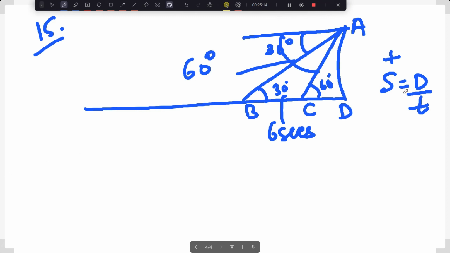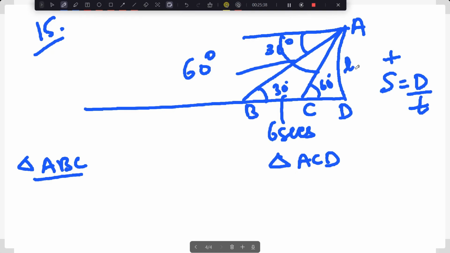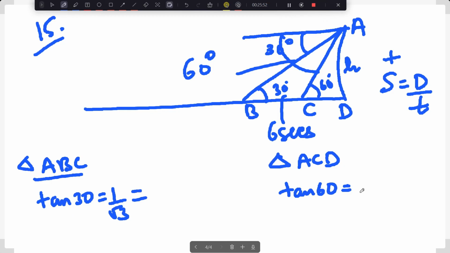Now let the distance and speed be represented by D and S respectively. So for triangle ABC, let's do triangle ACD first. ठीक है, और ये H है, कॉमन है दोनों में. ठीक है, तो tan ही निकालना पड़ेगा. इसमें tan 30 निकालते हैं, इसमें tan 60 निकालते हैं. tan 30 क्या है आपका 1/√3. tan 60 क्या है आपका √3.